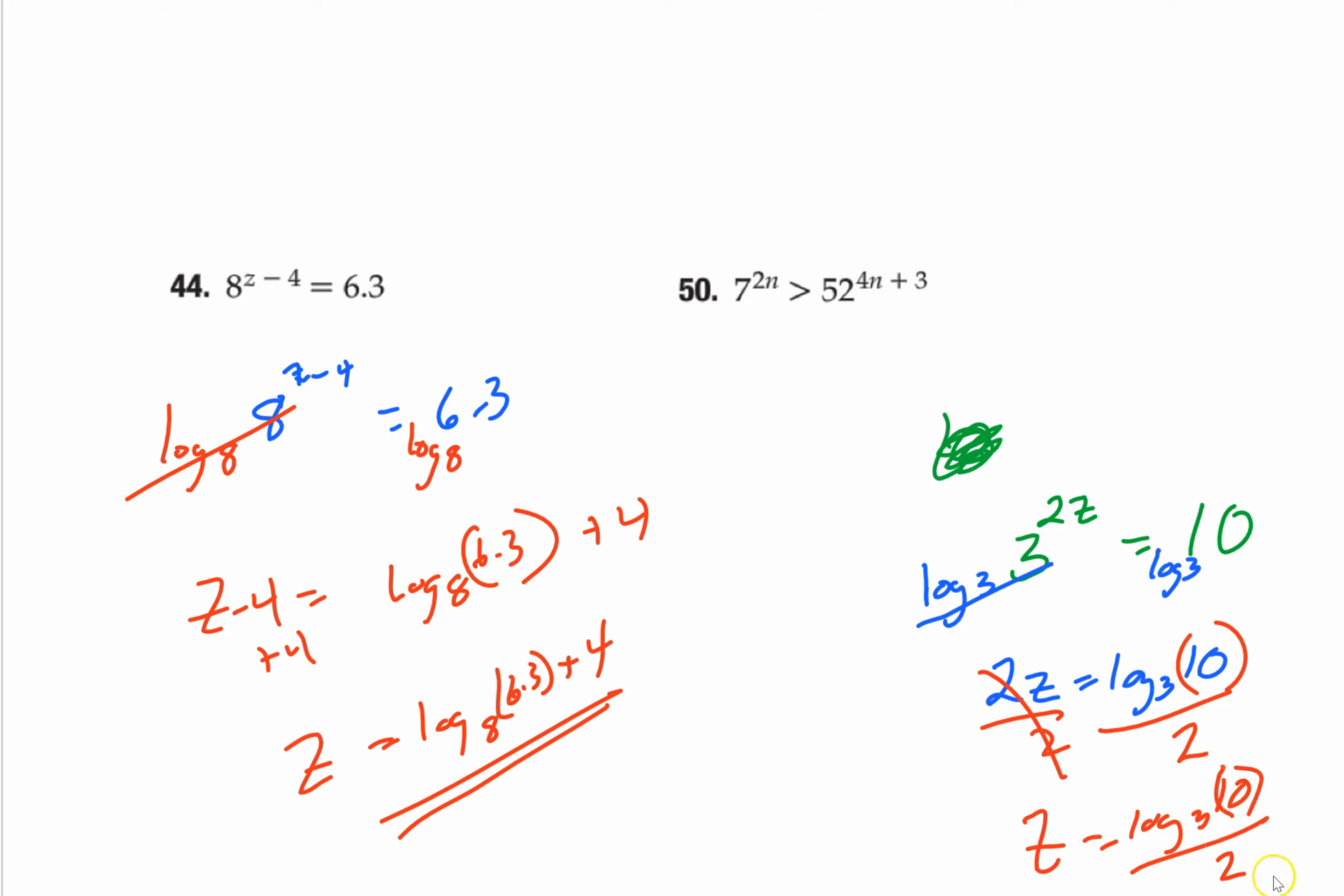So that's the idea. This one's the same thing. It's not going to get any prettier though. You can do log base 7 or log base 52, right? Which one do you do? You've got to pick one, and it's not going to be that much prettier. It's just kind of a mess either way. But that's the general idea. And we're done.